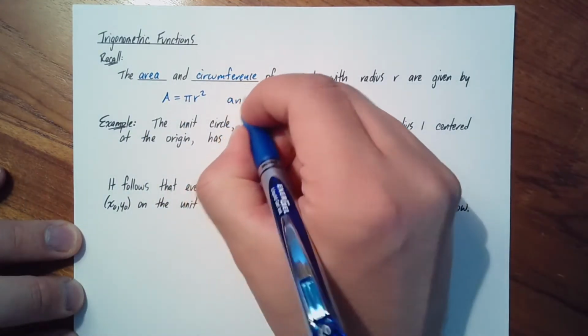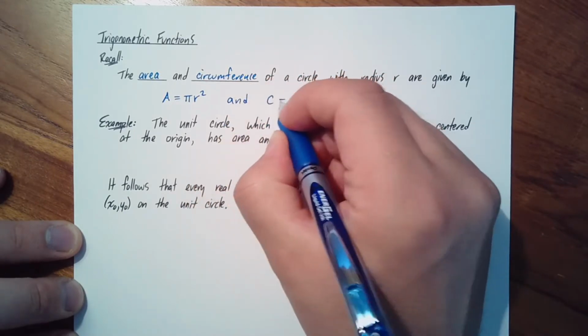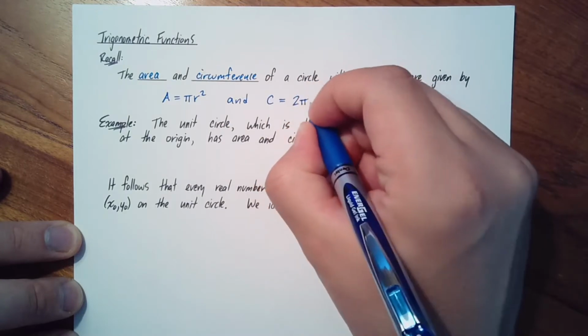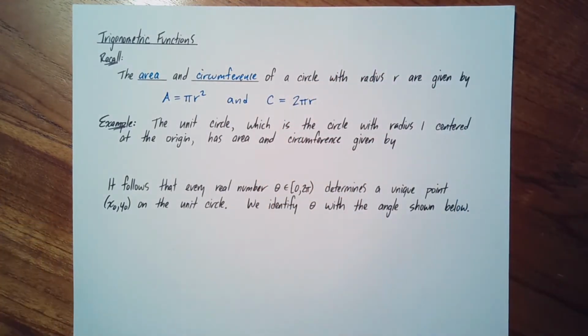And the circumference, which you denote with the letter C, is given by 2 times pi times the radius, or 2 pi r is how you might say it out loud. So those are your two formulas for area and circumference.